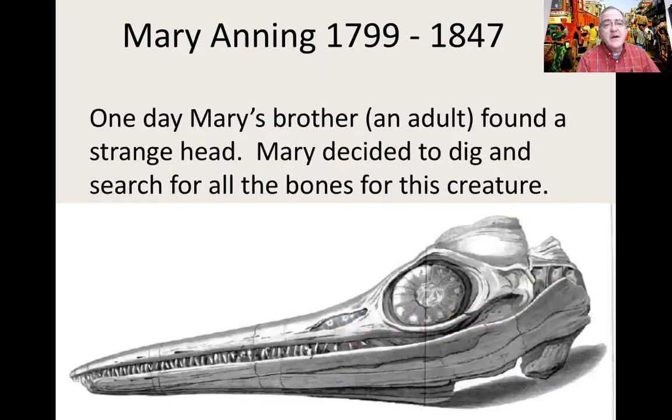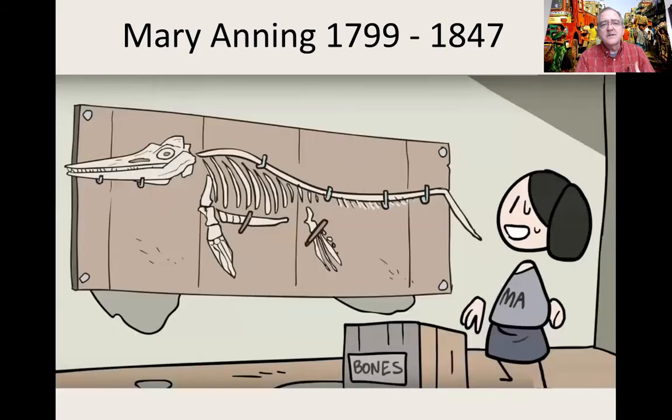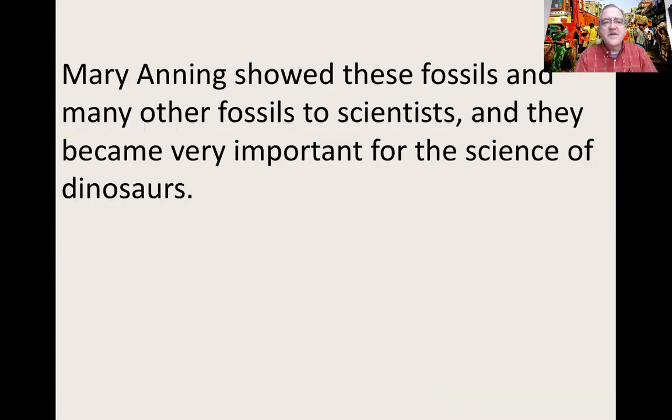Okay. Now, one day, Mary's brother, he was an adult and Mary was an adult. They found a strange head. Mary decided to dig and search for all the bones for this creature. Actually, Mary hired some friends. She paid them money to help her dig and find all the bones. And she found all the bones, and she found this animal. It was a great find in science. Mary Anning showed these fossils and many other fossils to scientists, and they became very important for the science of dinosaurs. That's true, Mary Anning.